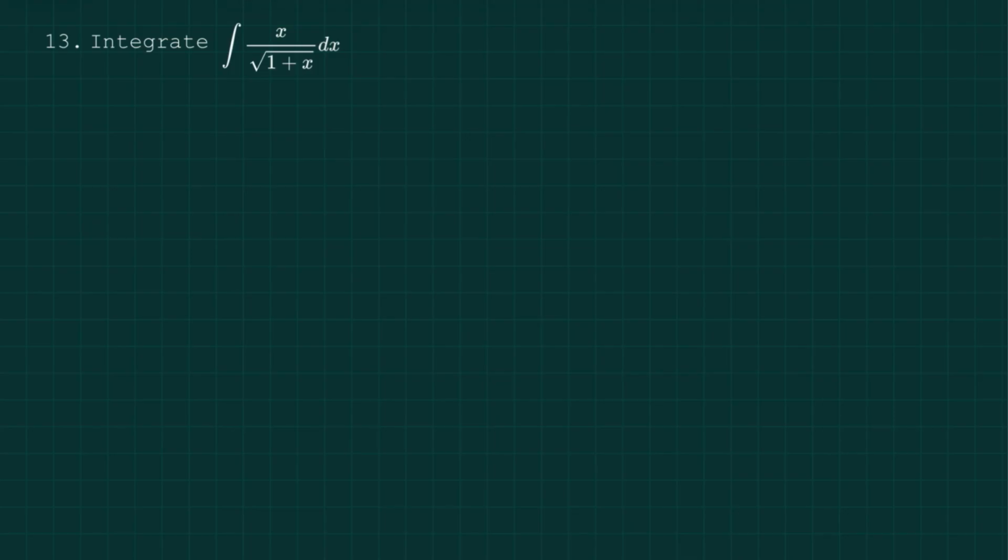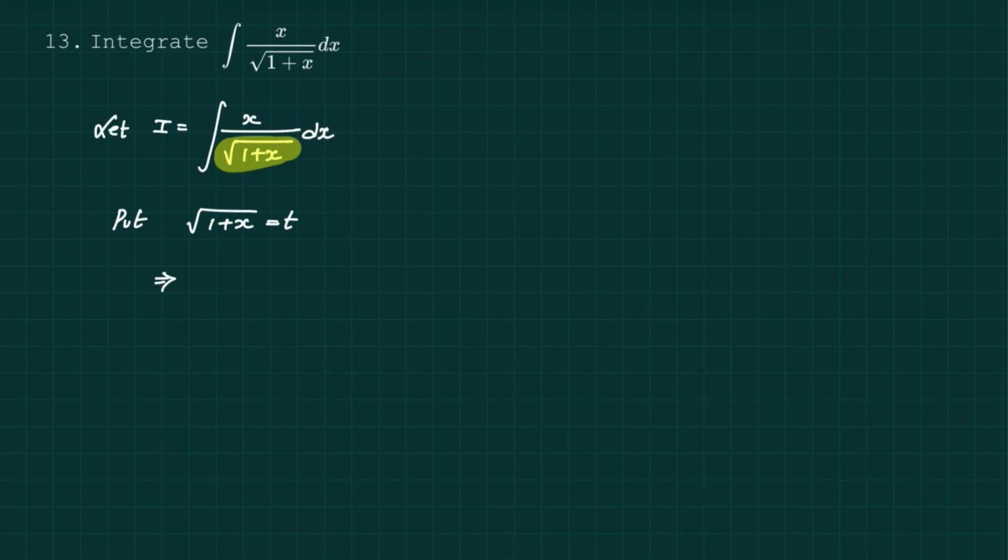Question 13. Integrate x over root over 1 plus x. So let I equal the integration of x by square root of 1 plus x. Let us put this whole denominator to be t. So put square root of 1 plus x equals t. Now before differentiating, let us square both sides, then here we will have 1 plus x equals t square on squaring both sides. And from here we can write x equals t square minus 1.